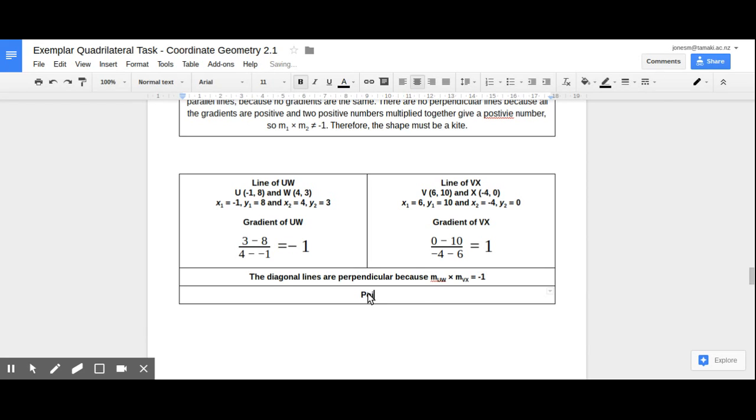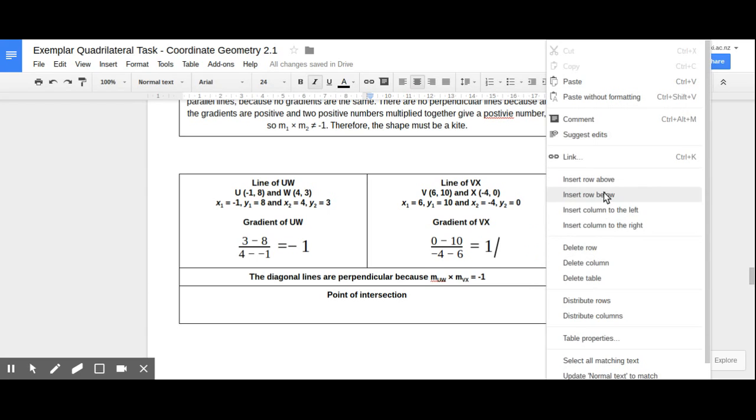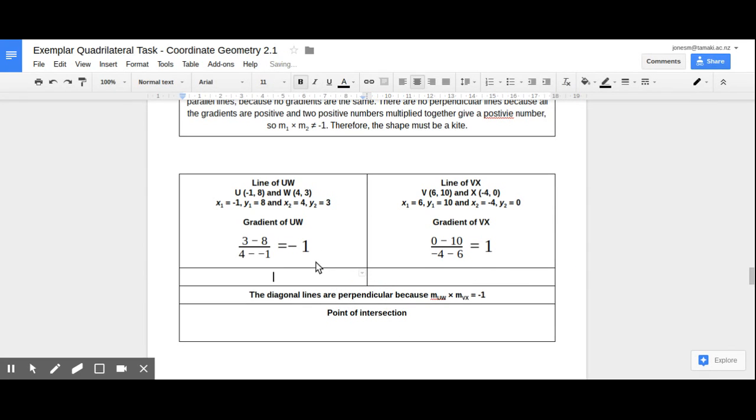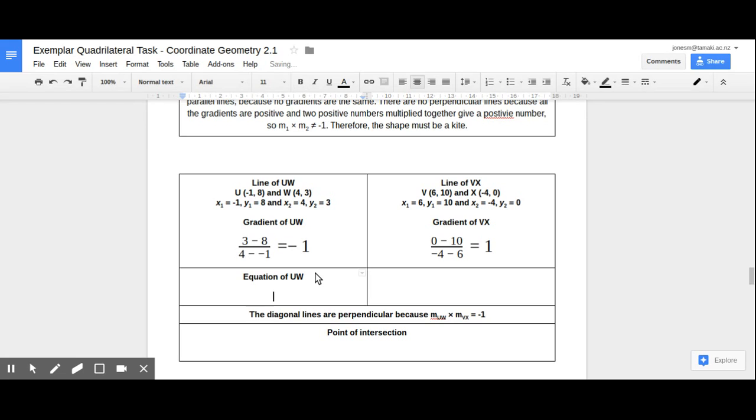Alright, now the next part is we're going to look at the point of intersection between the two lines. But before we do the point of intersection, what we need to do is look up the equation of the two lines. So what I'm actually going to do is insert a row below here. So equation of UW.